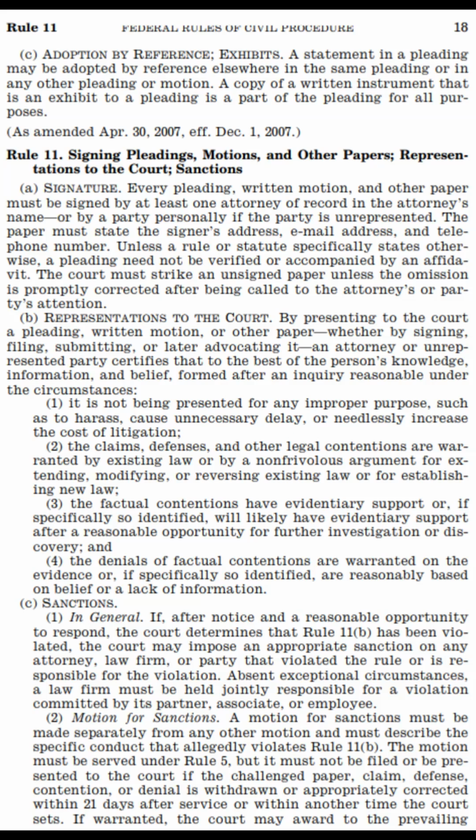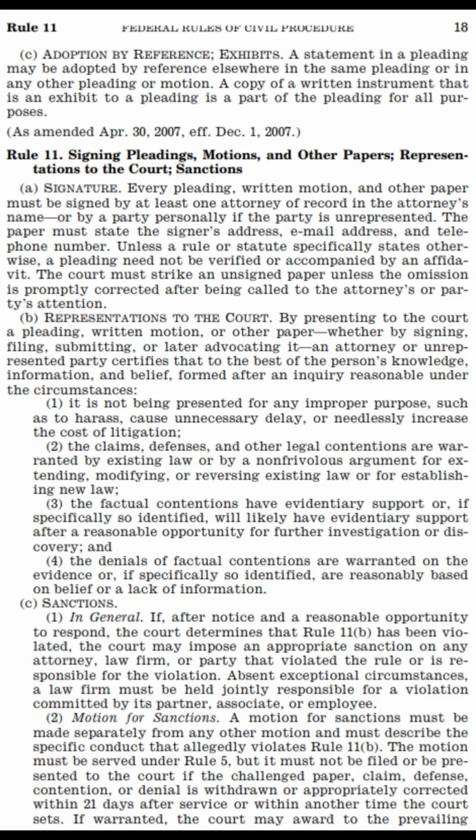3. The factual contentions have evidentiary support or, if specifically so identified, will likely have evidentiary support after a reasonable opportunity for further investigation or discovery. And 4. The denials of factual contentions are warranted on the evidence or, if specifically so identified, are reasonably based on belief or a lack of information.